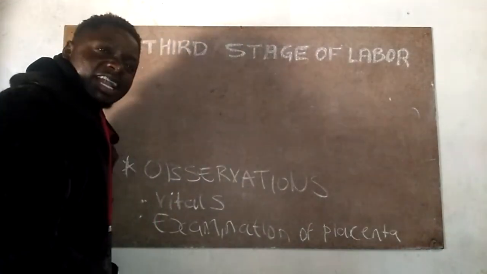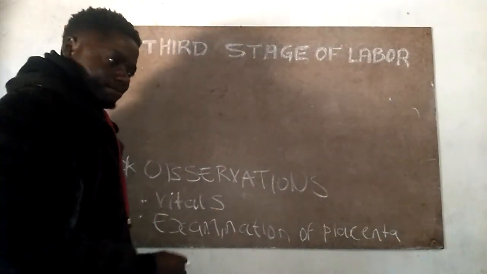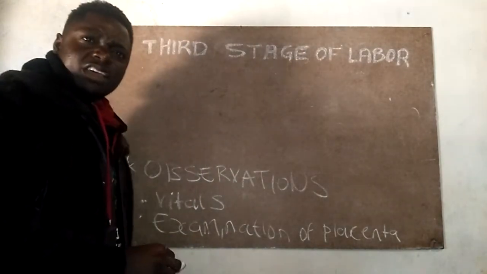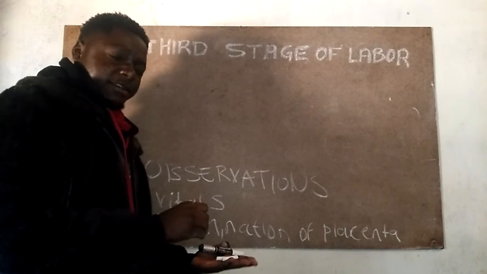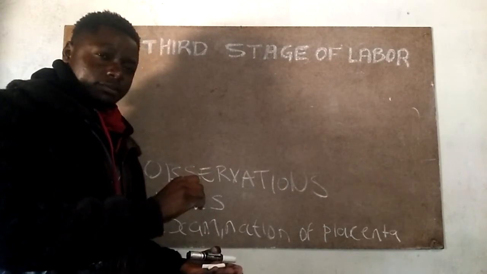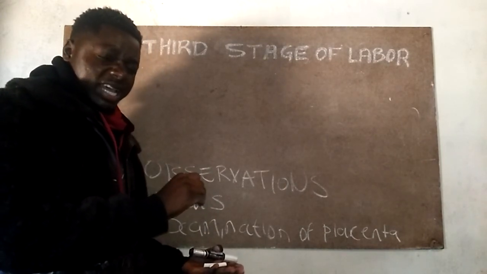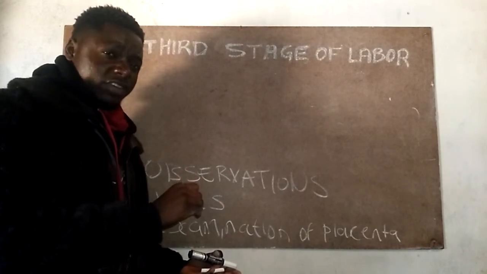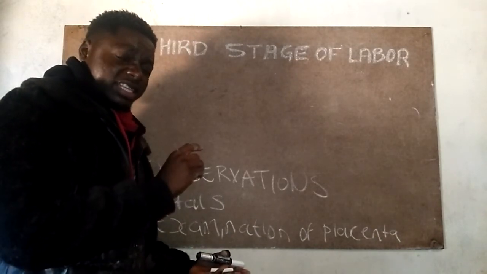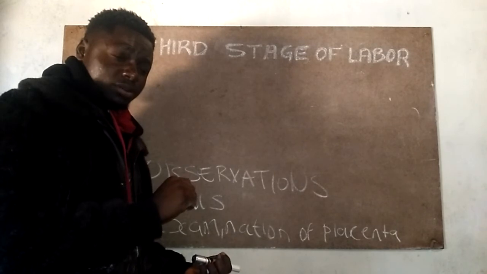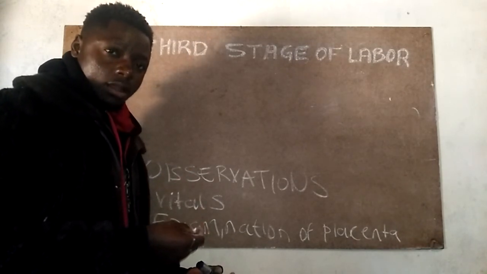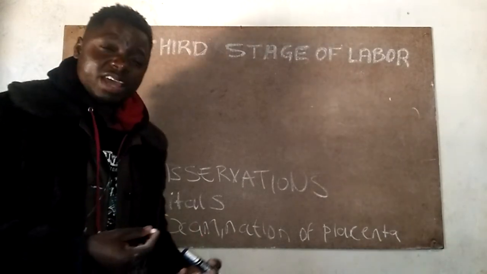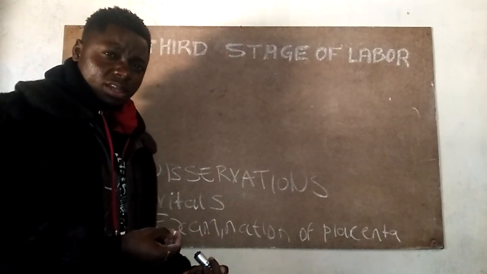We turn it around and place it facing the mother. The maternal side will be down and the fetal side will be upward. So what we do is we start by examining the membranes if they are present. We examine the size, the shape, the color, and the smell. Once we are done, we examine the cord also.